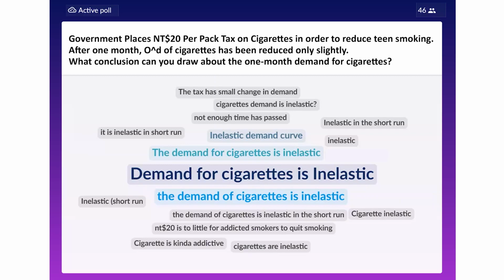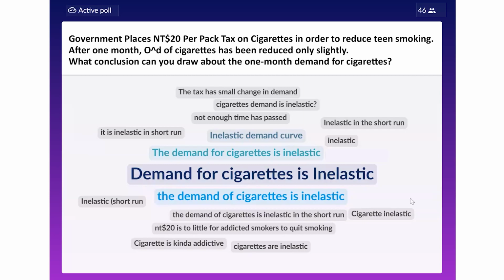But the key thing is that if the percentage change in price is larger than the percentage change in quantity demanded, you have an inelastic demand. So if the quantity demanded does not change at all, even with this modest price increase, it's not tiny, but it's not huge, it changes quantity demanded by very little. So you see how demand for cigarettes is inelastic.